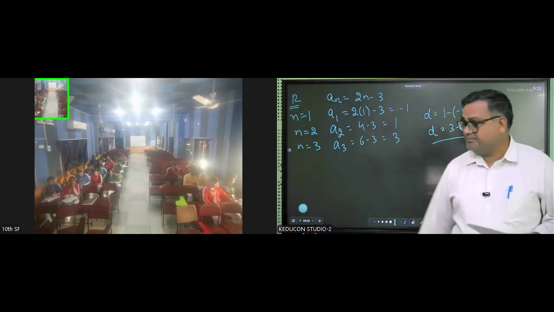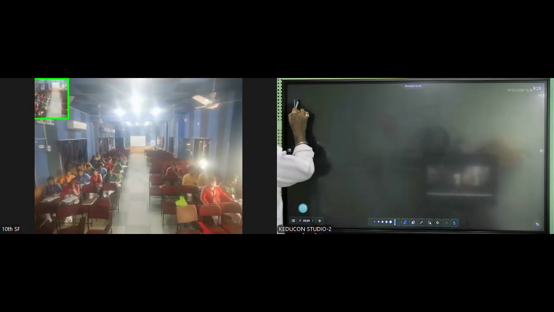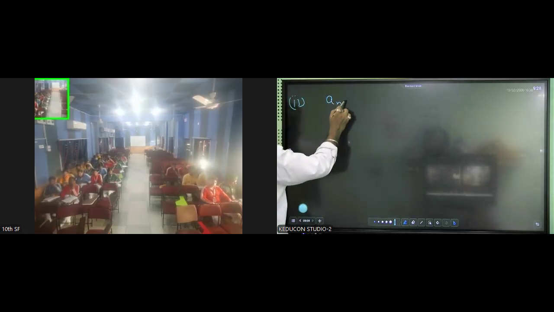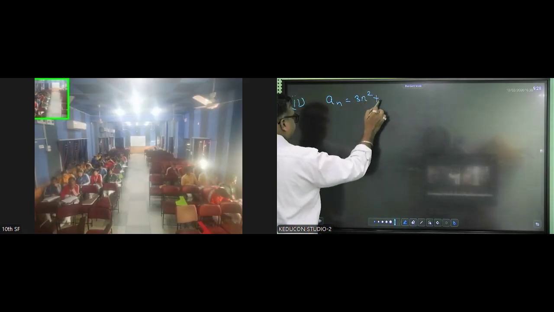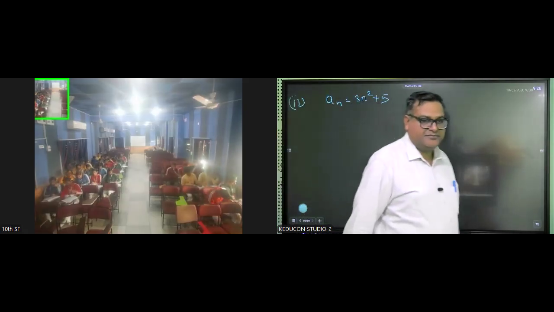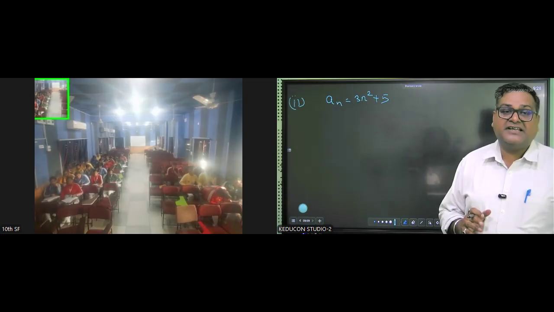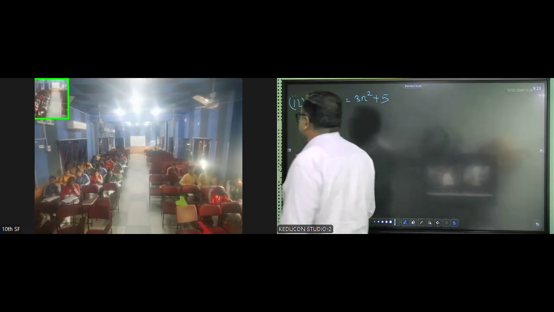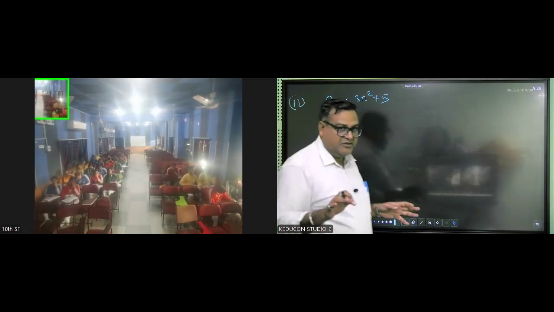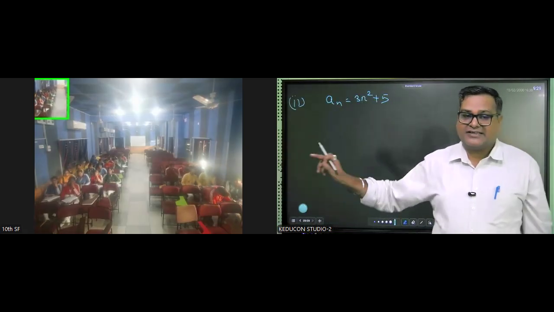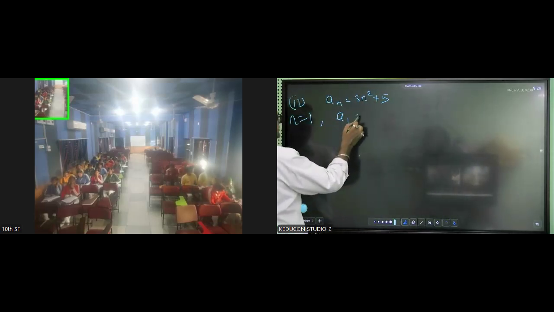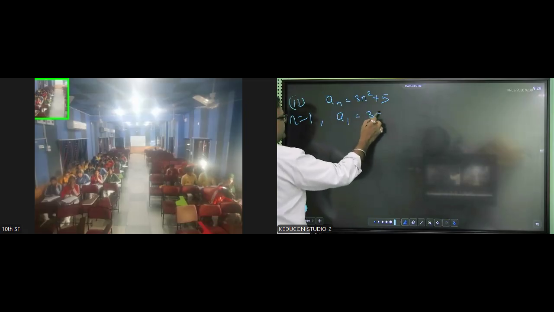Now in the second part, we have an is 3n square plus 5. Student, let me tell you one thing. An will be the nth term of an AP if it is a linear equation. But when it is a quadratic equation, it will not be the nth term of an AP. Right? You should know this. I'll show you how to check this. Again, put the value of n as 1. So this becomes 3 into 1 square plus 5, that is 8.